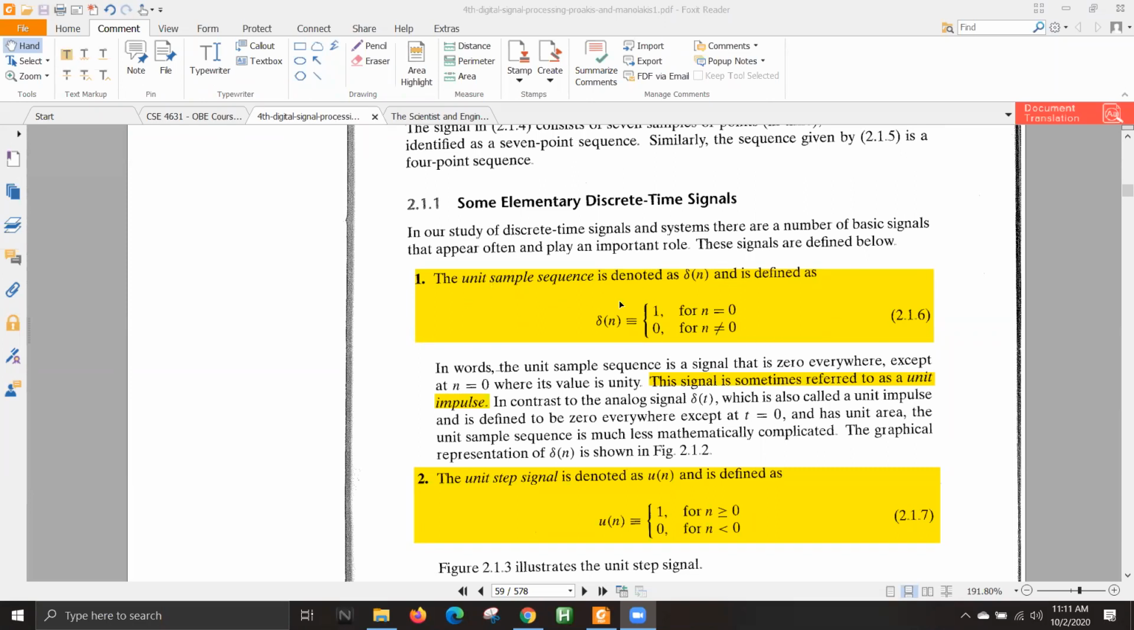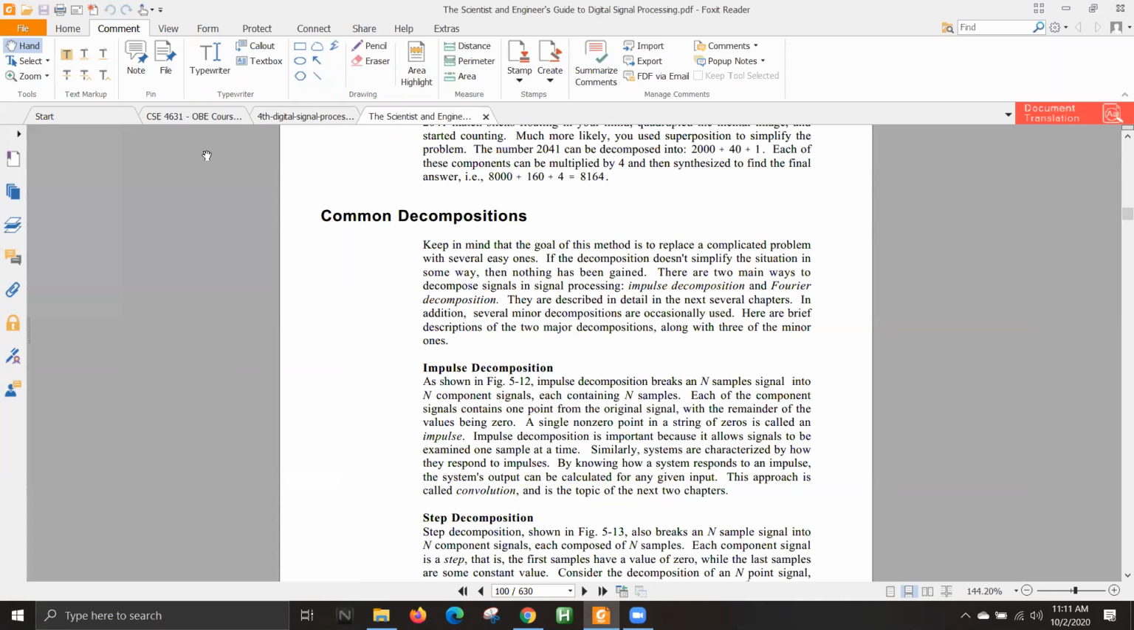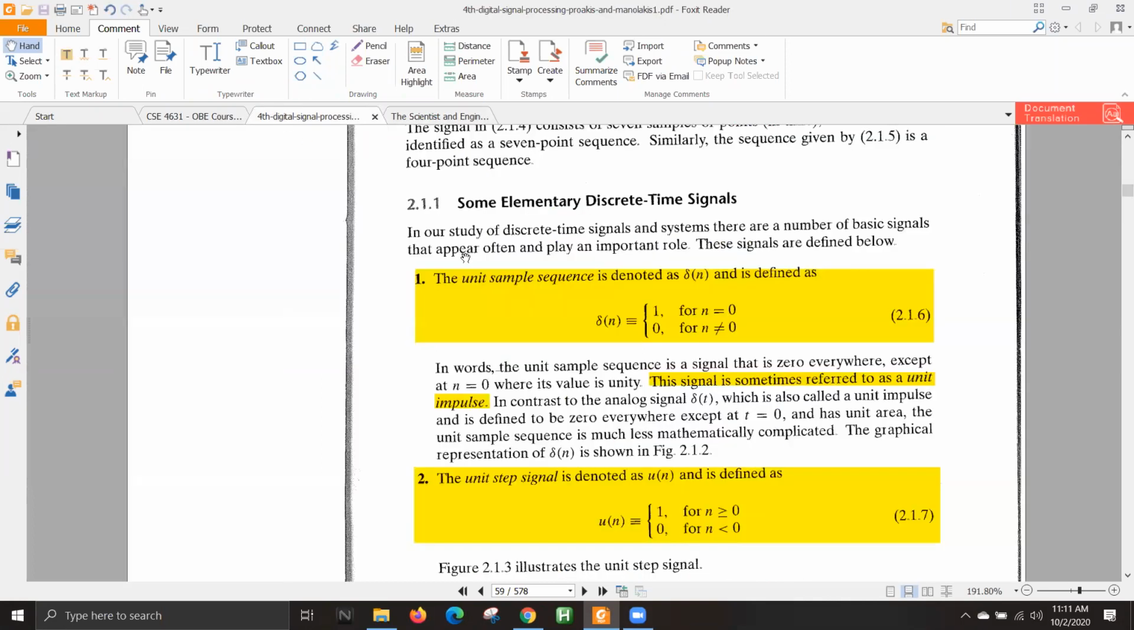The very first one that we're going to be talking about is the sample unit impulse, or unit sample sequence. This is also known as the delta function. In the other book, when we talk about linear time invariant systems, you'll see that this same kind of signal is known as the delta function. This is actually the same thing, also known as the unit impulse.